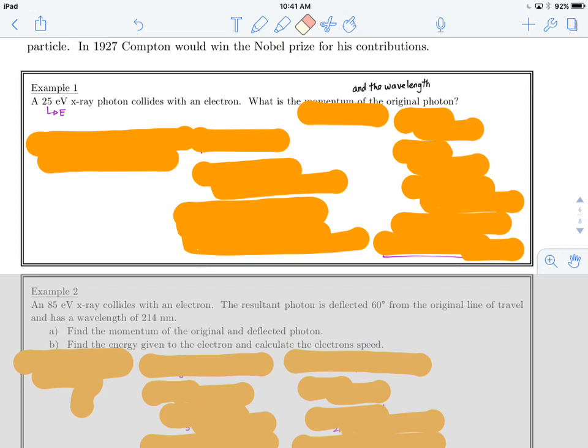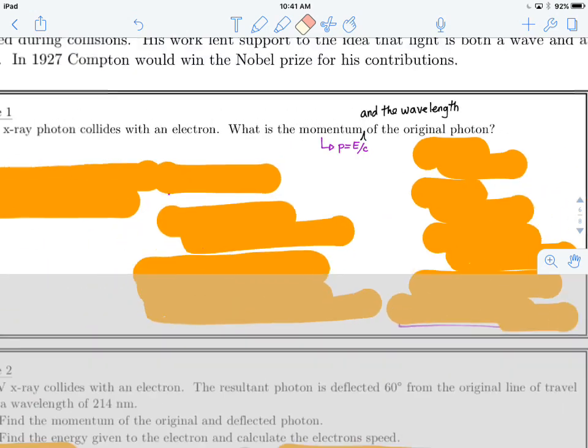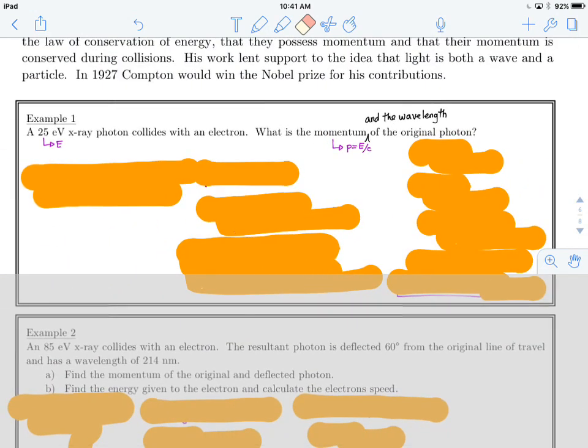If we're starting to think about this, we have an energy, and we need to turn it into a momentum. Remember that momentum is equal to E over c. There's a couple of different ways of getting to the answer, but this is the most direct, so we're going to work with this. First of all, we've got energy, and we need to turn these electron volts into joules. So 25 electron volts times our conversion factor gives us 4 times 10 to the negative 18 joules.